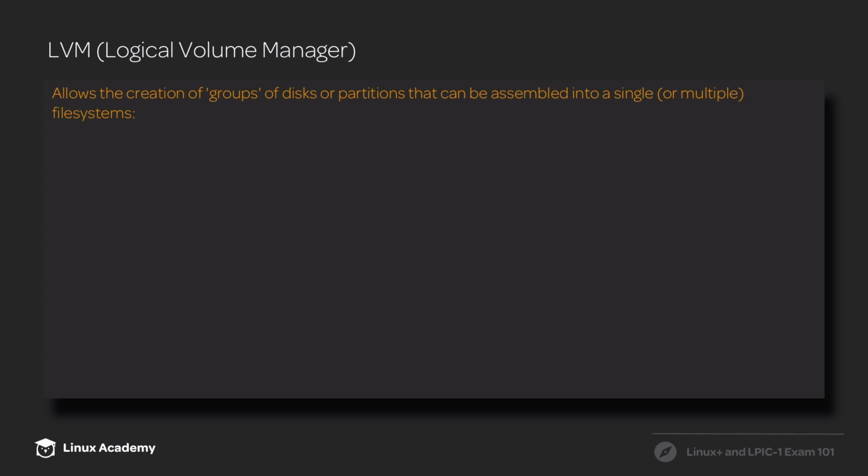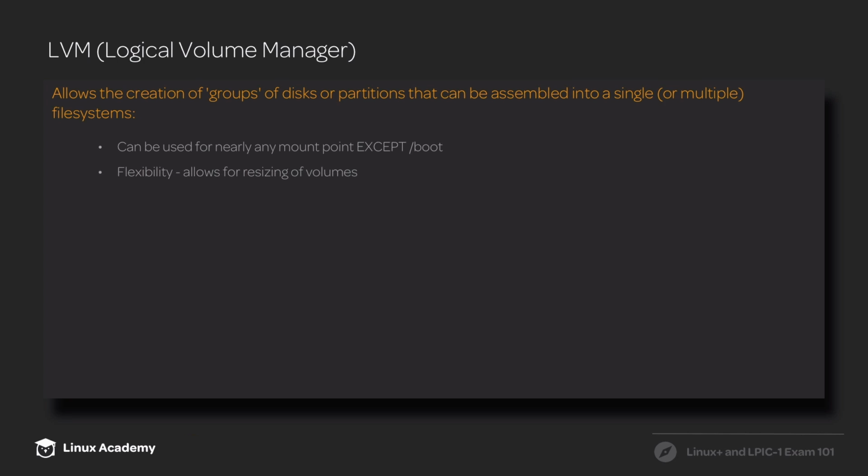What that does is it allows for the creation of groups of disks, or various partitions that can be assembled into a single, or you can create multiple, file systems. You can use an LVM volume for nearly any mount point except for boot. Boot has to be a regular file system. The reason for this is because GRUB cannot read LVM metadata.